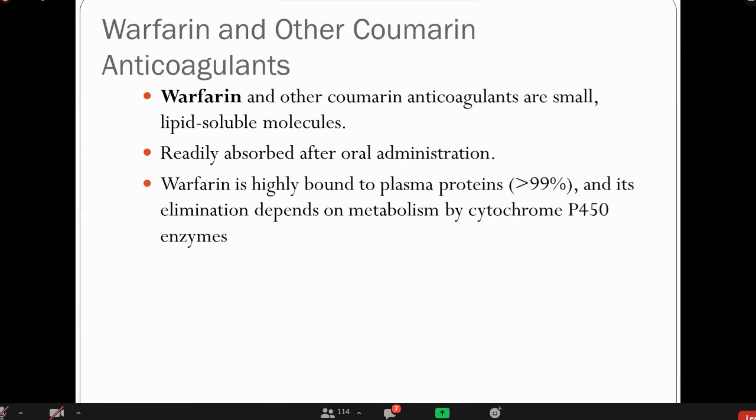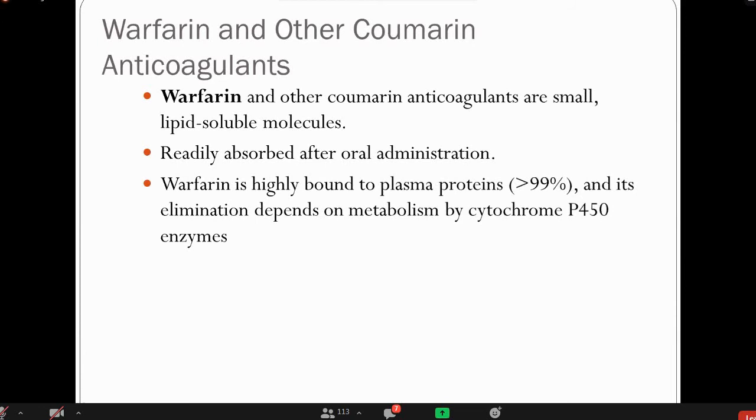because if a patient is taking multiple drugs and one of the drugs is going to inhibit cytochrome P450 enzyme activity, what will happen? The metabolism of warfarin will not occur. When there is no metabolism, there is no elimination. So there will be an increased level of warfarin in the blood. Is there any problem? Yes. Bleeding will start from all the orifices of the body.